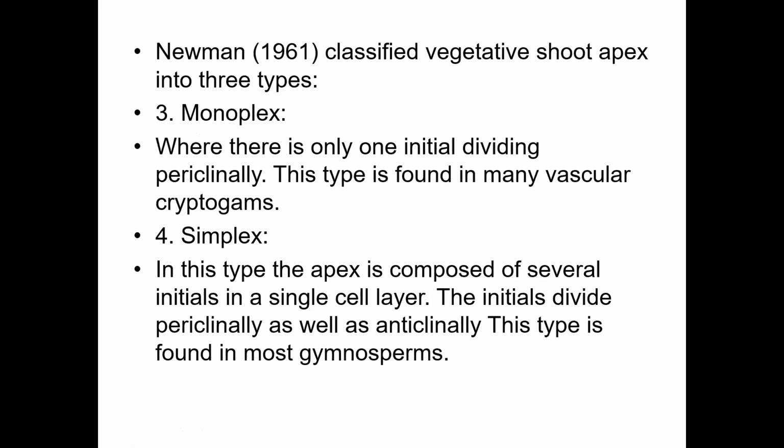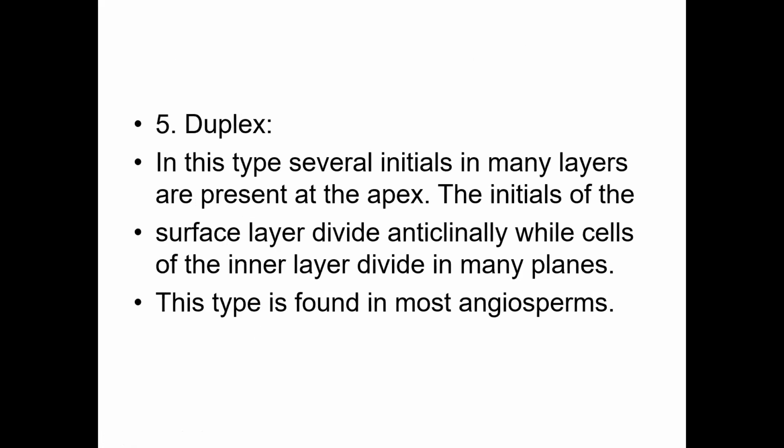So here Newman classified the vegetative shoot apex into three types. In the monoplex type, only one initial divides periclinally. In the simplex type, there are several initials and they undergo both anticlinal and periclinal division. It is seen in gymnosperms. Another type is the duplex type, seen in angiosperms. Here several initials in many layers are present at the apex region; the outer layer divides anticlinally, while the inner layer divides in many planes. It is seen in angiosperms.